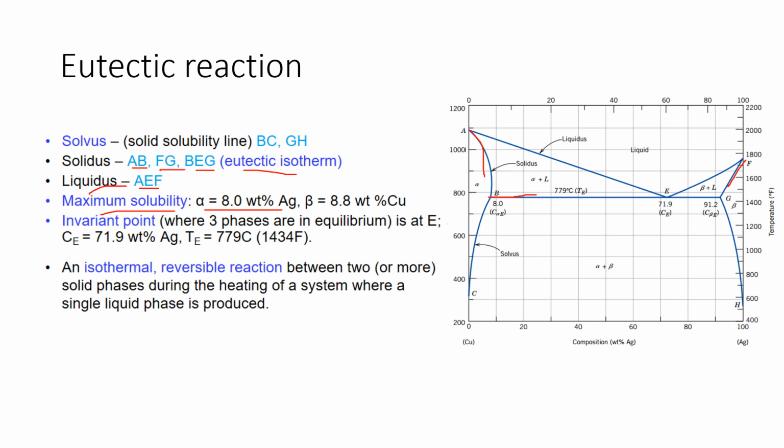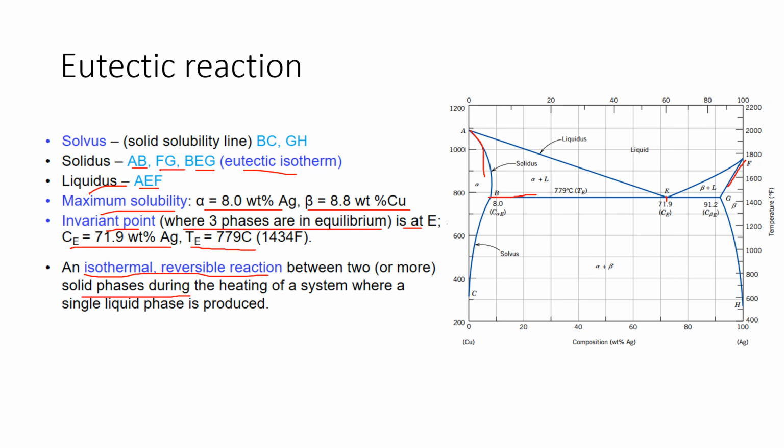Maximum solubility of alpha is 8% by weight of silver, while maximum solubility for beta is 8.8% by weight of copper. Invariant points are the points where three phases are in equilibrium. The point E is the invariant point. We can also call it the eutectic point. At this point, CE is 71.9% weight of silver and TE is 779 degrees centigrade.